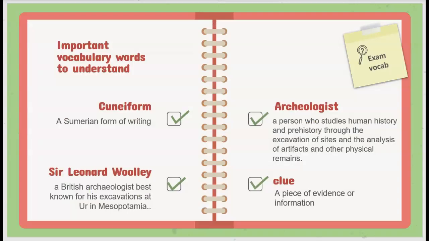And just to kind of close up this part of the flip video, important vocabulary words to understand. Cuneiform is a Sumerian form of writing. Sir Leonard Woolley was a British archaeologist, best known for his excavations at Ur in Mesopotamia. An archaeologist is a person who studies human history and prehistory through the excavation of sites and the analysis of artifacts and other physical remains. And then a clue is a piece of evidence or information. So those are all words that you will need to understand to be able to move through this lesson.